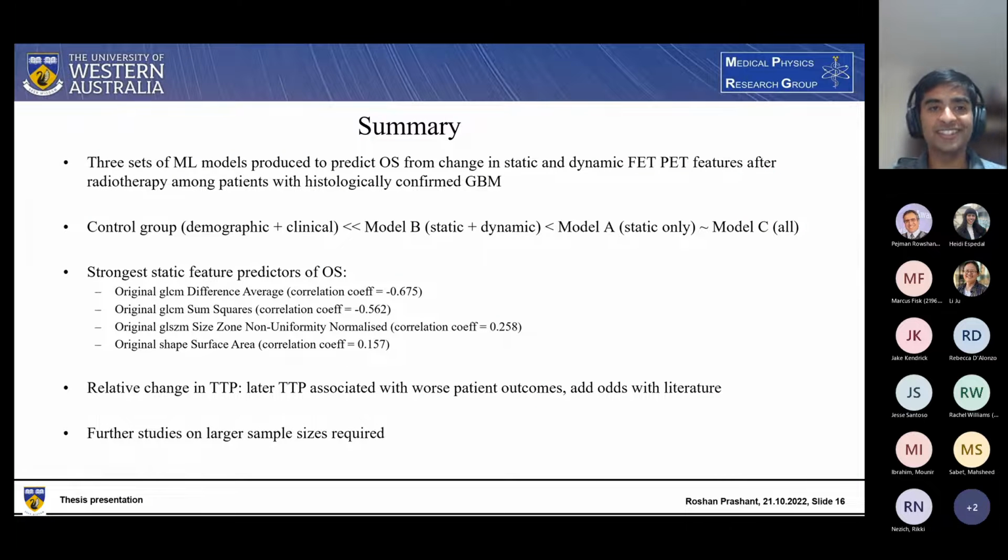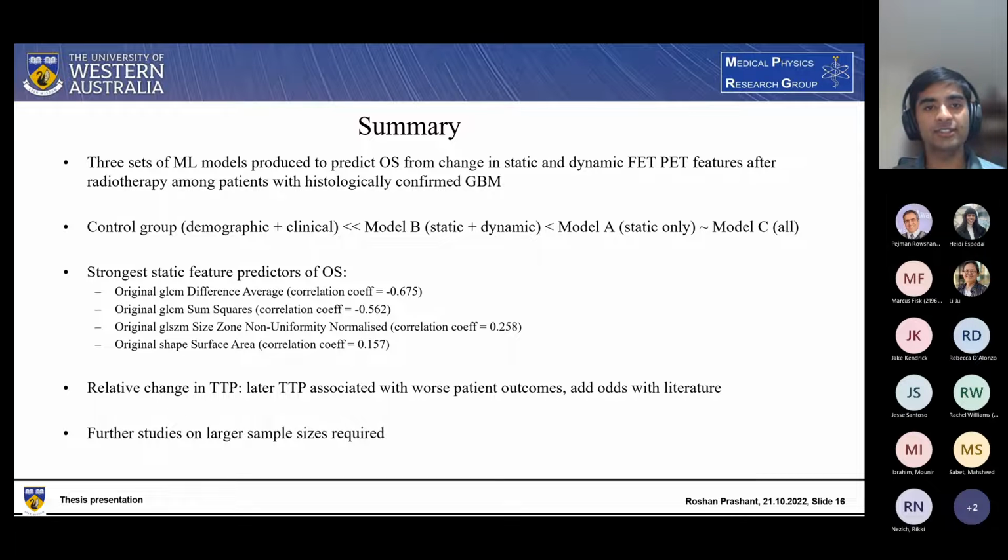And so in this study, 3 sets of machine learning models were produced to predict the overall survival from the change in static and dynamic features after radiotherapy was conducted amongst patients with histologically confirmed glioblastoma. The main findings of these models were that all three, model A, B, and C, vastly outperformed the control group, which only consisted of demographic and clinical features, and that models A and C outperformed model B, which had static and dynamic features only.